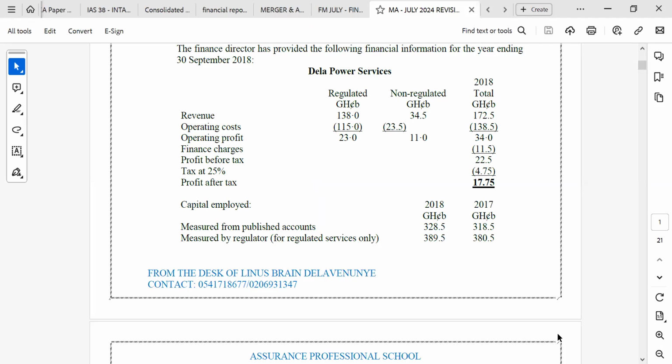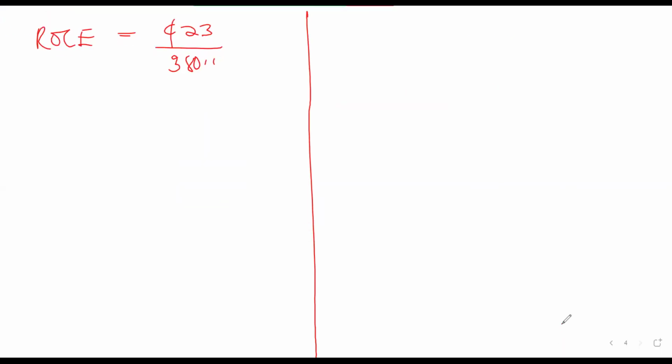2017 closing balance. Which is how much? 380.5. Okay, so you pick the 380.5. It is this one that will be used to generate your cash for the year. So let's have this multiplied by 100. What are you having?